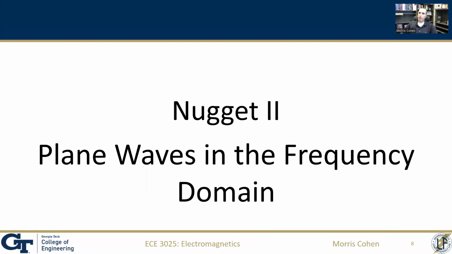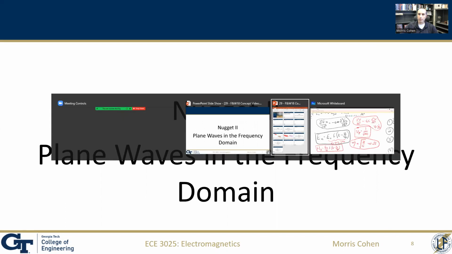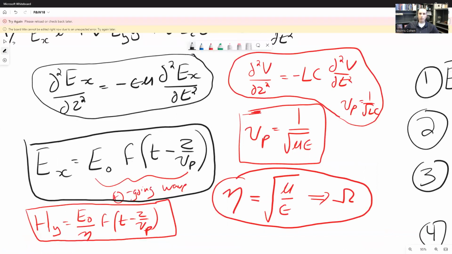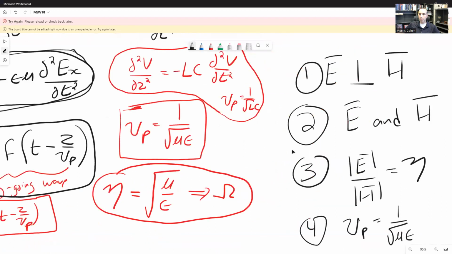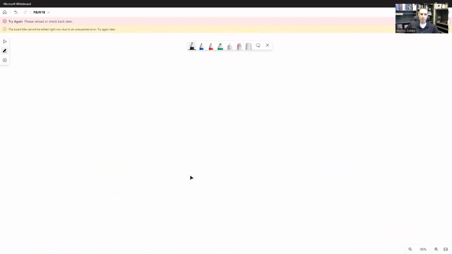Okay, let's talk now about plane waves in the frequency domain, since we considered the time domain solution in the previous video. All right, so let's go back. This was our wave equation over here, where the second spatial derivative of the electric field is proportional to the second time derivative of the electric field. I'm going to rewrite that over here, and then we're going to recast that in a slightly different form.